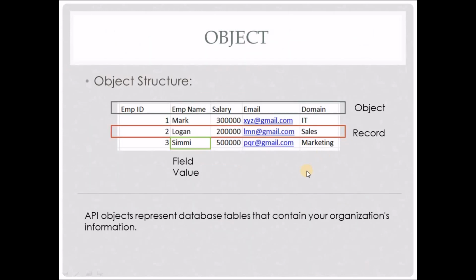So let's see the structure of an object. As I said earlier, you can imagine an object like an Excel sheet. It has rows and it has columns. The columns are nothing but the fields that make up an object. Now a row is nothing but a record. A record consists of multiple field values which together makes a complete record.